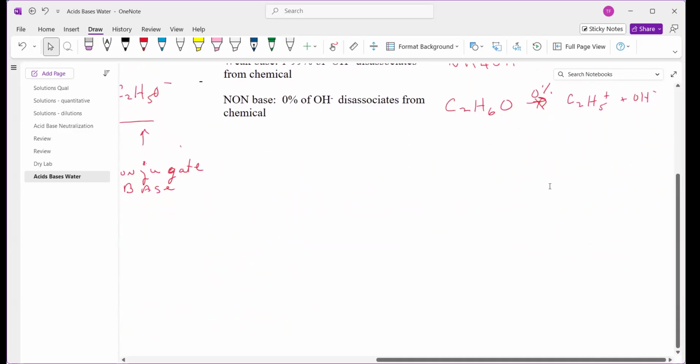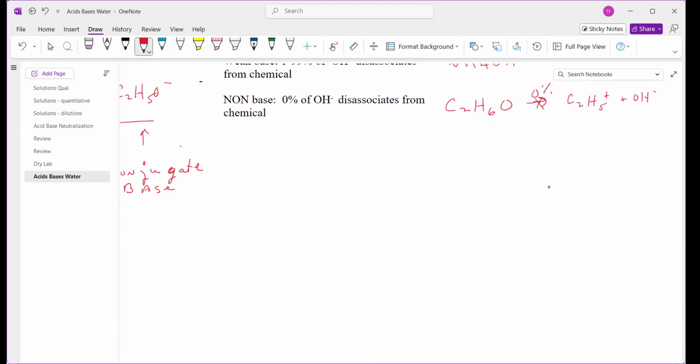Let's now look at the chemical that has both an H and an OH in it, and it disassociates. It's called water. Water is a mild acid and a mild base, equally as strong. So what happens with water, notice instead of writing water like this, I wrote it like H-OH. So it looks more like an acid and a base.